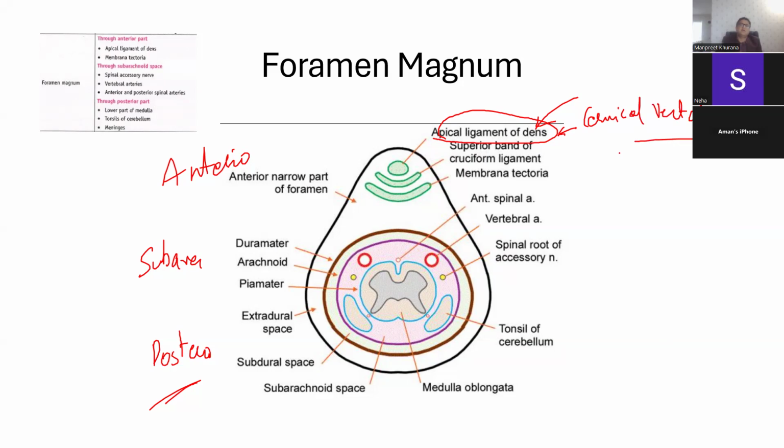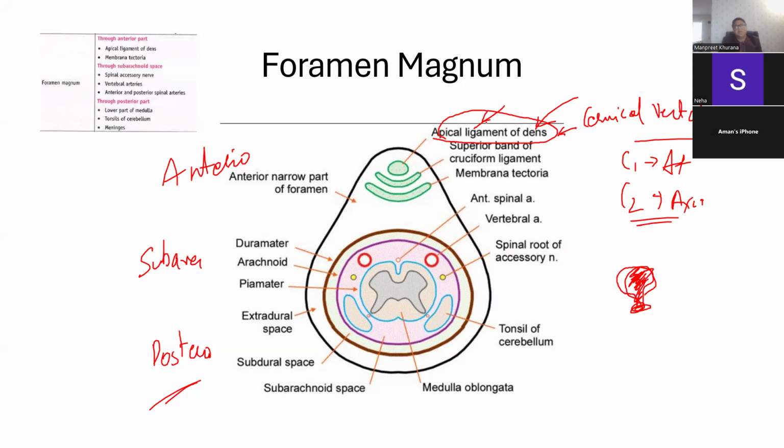You remember the cervical vertebrae? We have C1, C2. C1 is known as the atlas, and C2 is known as the axis. There is an odontoid process located on the body of C2. This is known as the dens. And there is a ligament associated with it, the apical ligament of the dens.